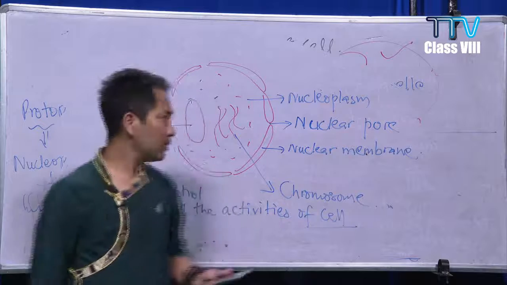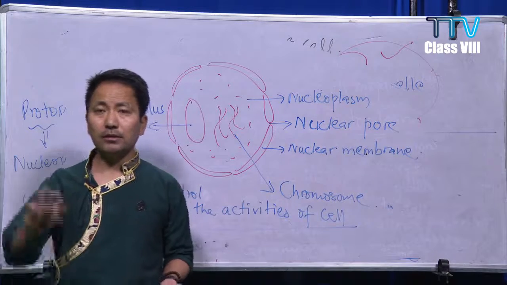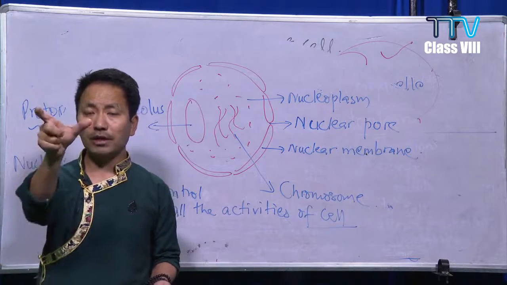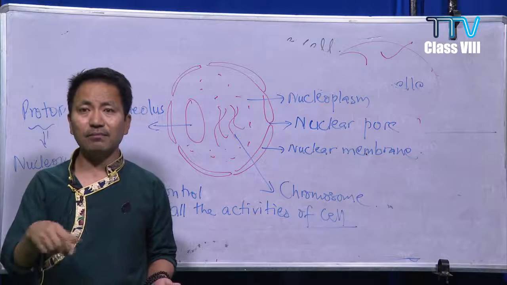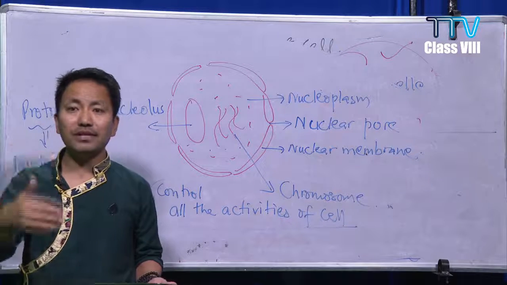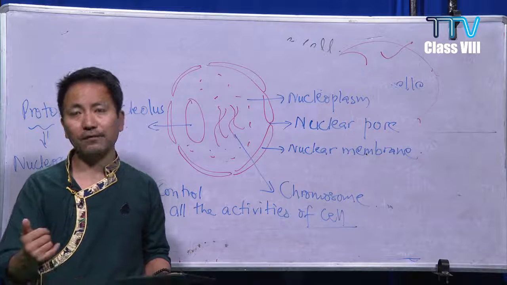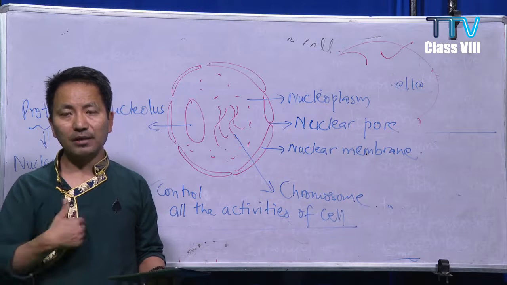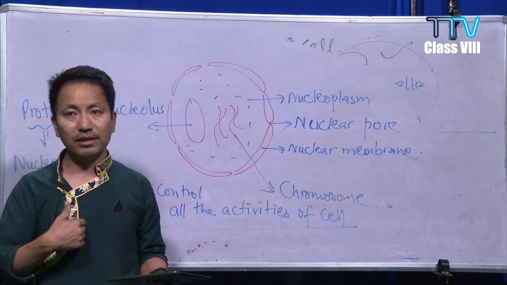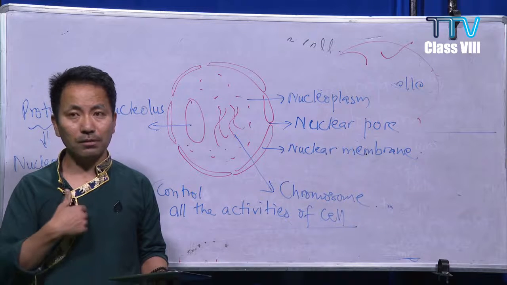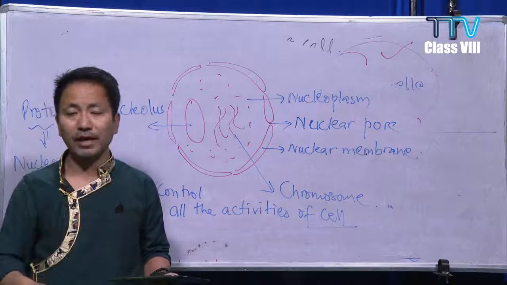What is a cell? Cell theory. What is a cell? It is the basic unit of life. It is the basic structural and functional unit of life. My body is made up of cells, so that's why it is the basic structural unit of life. Not just me, that includes every living organism.